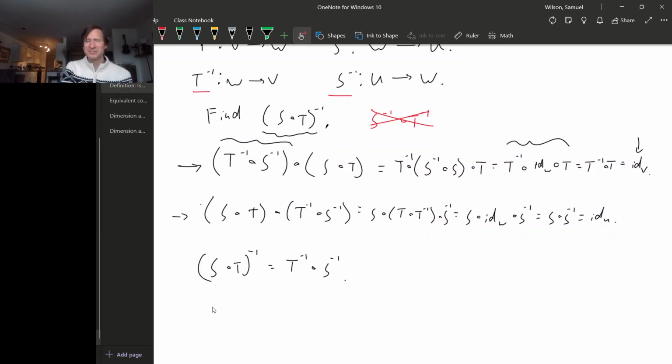This probably should come as no surprise because if T is represented by the matrix A and S is represented by the matrix B, then the inverse matrix for A times B is A inverse B inverse. And you can see it's following the same pattern here. So as usual, matrices and matrix multiplication correspond with linear transformations and composition of linear transformations. I guess one last thing we should point out is this transformation T inverse and S inverse is linear because it's a composition of linear transformations.